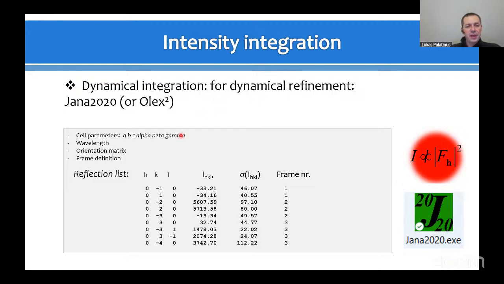That requires a slightly different extraction of intensities, and most importantly, saving of some additional information like the orientation matrix and more definition of how the data were recorded, because the dynamical diffraction theory needs that information to be able to correctly calculate the dynamical intensities.